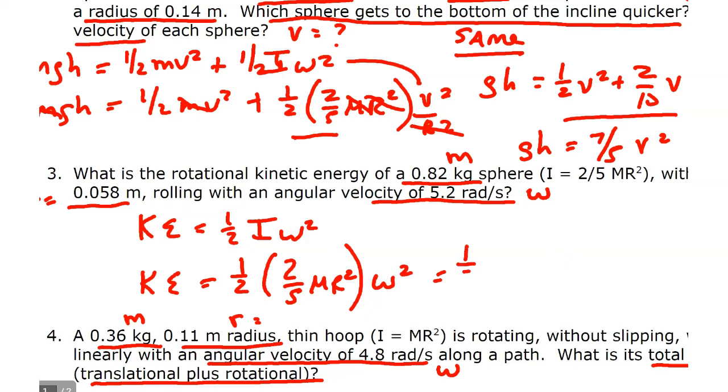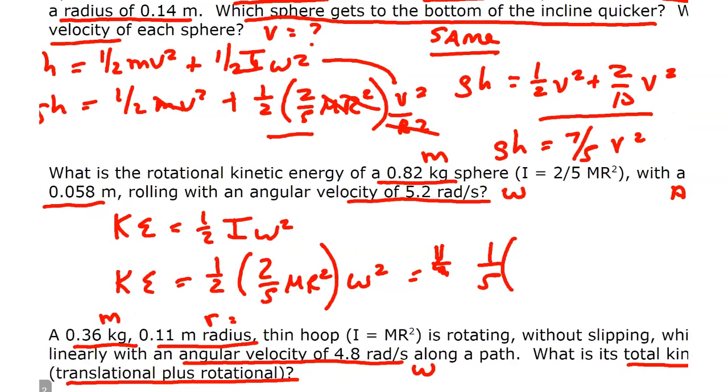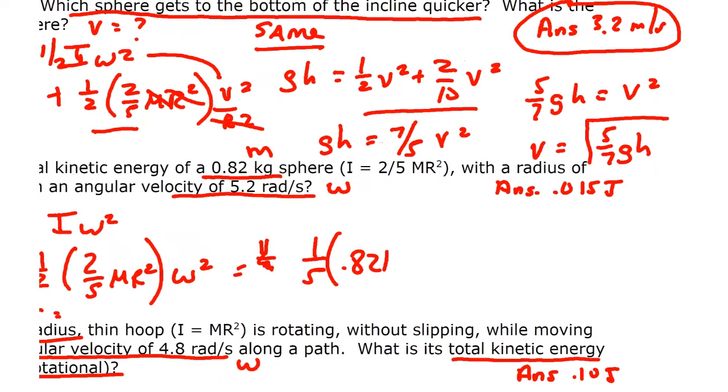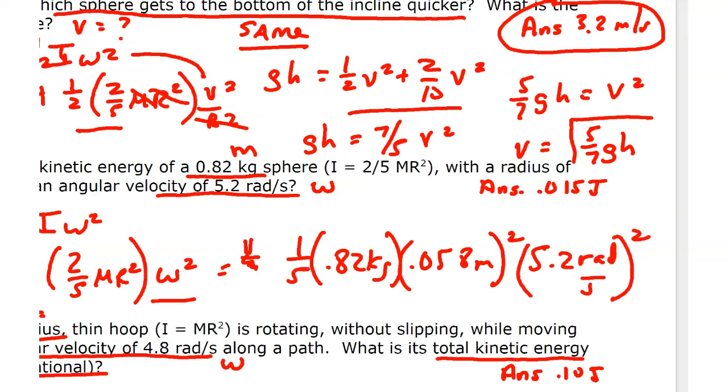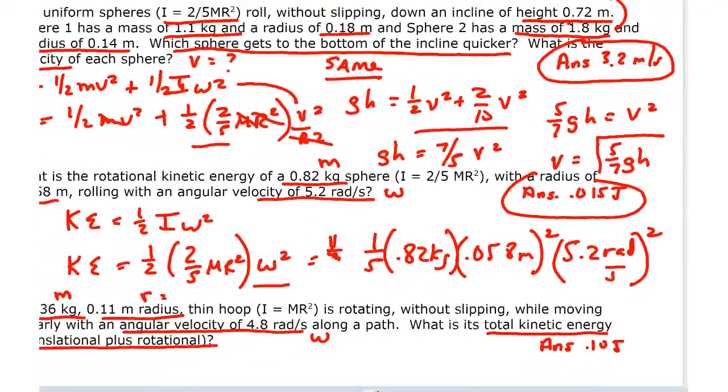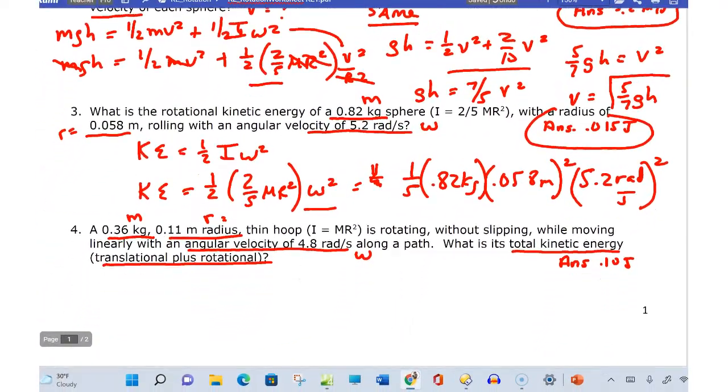So this 1/2 times 2/5 is 1/5 times m, they gave us 0.82 kg, times the r, we're told is 0.058 meters. That r is squared. And then finally times omega squared, which is 5.2 radians per second. That is squared, be careful. And the answer you should get is this. Okay, I think we'll do one more, finish the page.